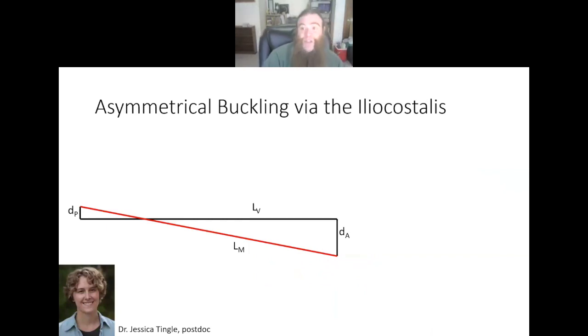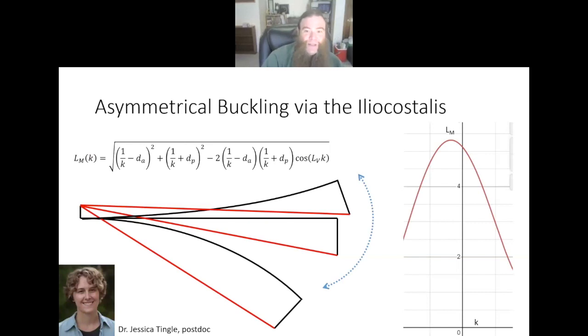But this system is not symmetrical. So we have our iliocostalis, our muscle in red, LM. We have a vertebral column, LV, and it's attached at two different distances, DP and DA here. So it's crossing the axis, just like you see in the real snake. And we ask, what happens if I deflect the vertebra down or up, maintaining it as a constant curvature? Fortunately, as ugly as this looks, it turns out to just be the law of cosines for figuring out the muscle length. And it gives us this equation.